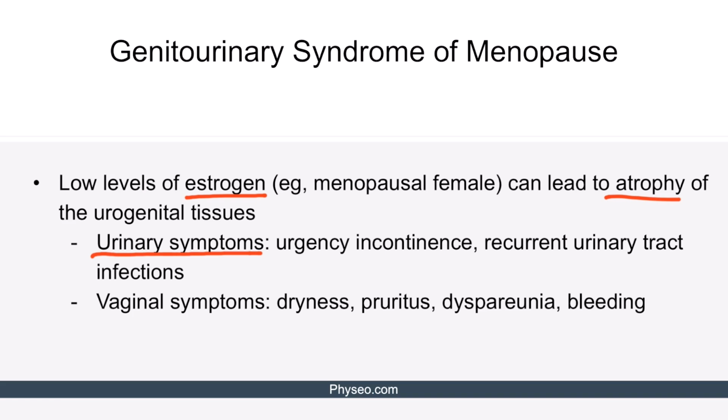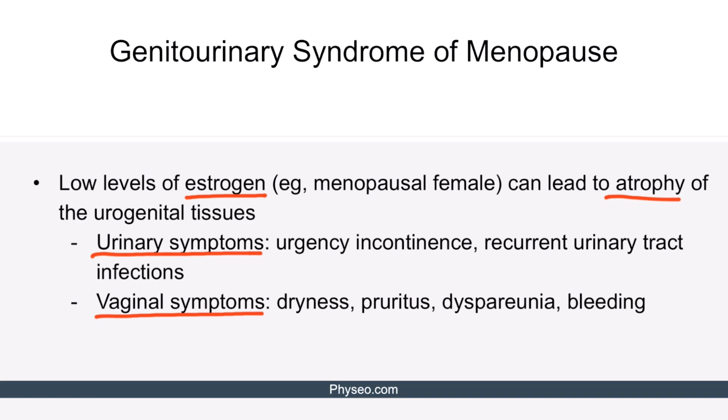So it's helpful to understand that the urethra and the bladder trigone are estrogen sensitive. So those tissues rely on estrogen. In the absence of estrogen, patients experience urgency. And the recurrent UTIs that some women experience actually arise from the altered vaginal pH that occurs in postmenopause. So those are the urinary symptoms. Vaginal symptoms include dryness, pruritus, dyspareunia, or pain with intercourse, and even bleeding. Again, all of this is a result of low estrogen.